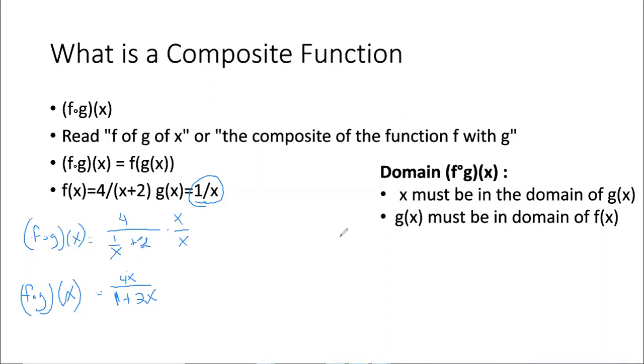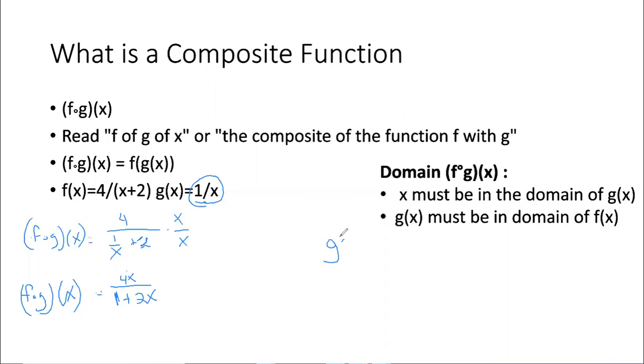Please note that order matters. F of g of x is not the same thing as g of f of x. So you have to pay attention to the order there. When we evaluate the domain of these composite functions, the first requirement is that x must be in the domain of g of x. So let's take a look at that.